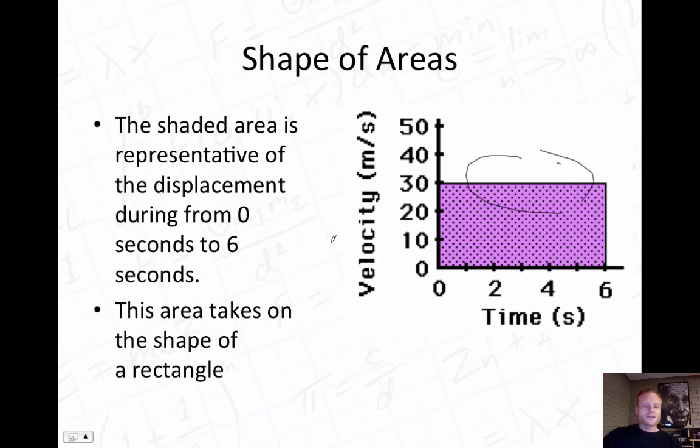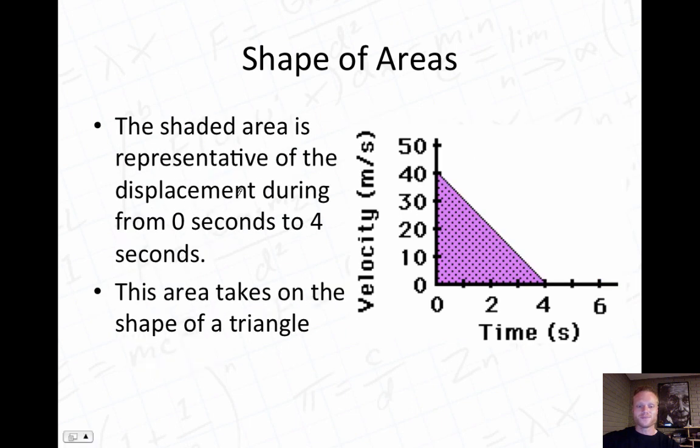And that area under the graph represents the displacement. Remember, displacement is how far the object changed its position, and in some direction too. So I'd call this shape a rectangle if I were to make a guess. We're going to look at some other shapes. The other ones we want to look at are a triangle and a trapezoid.